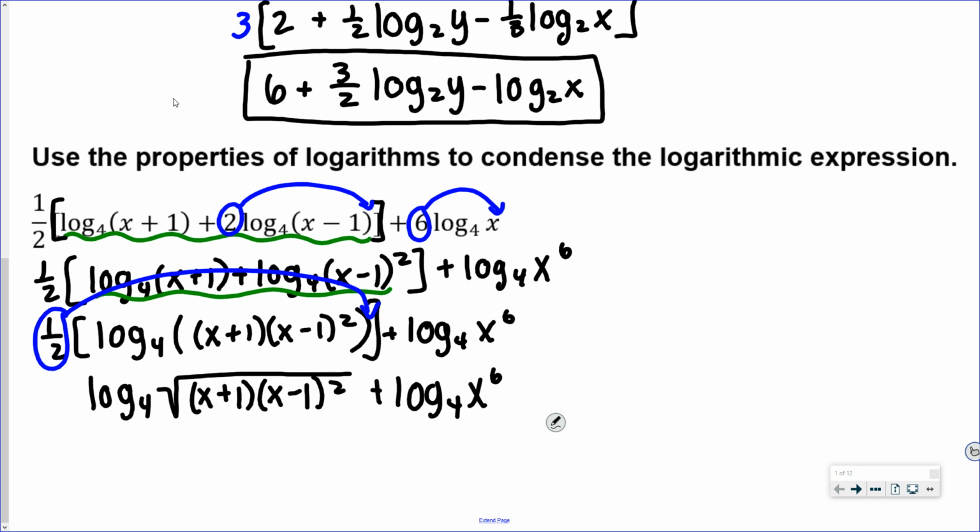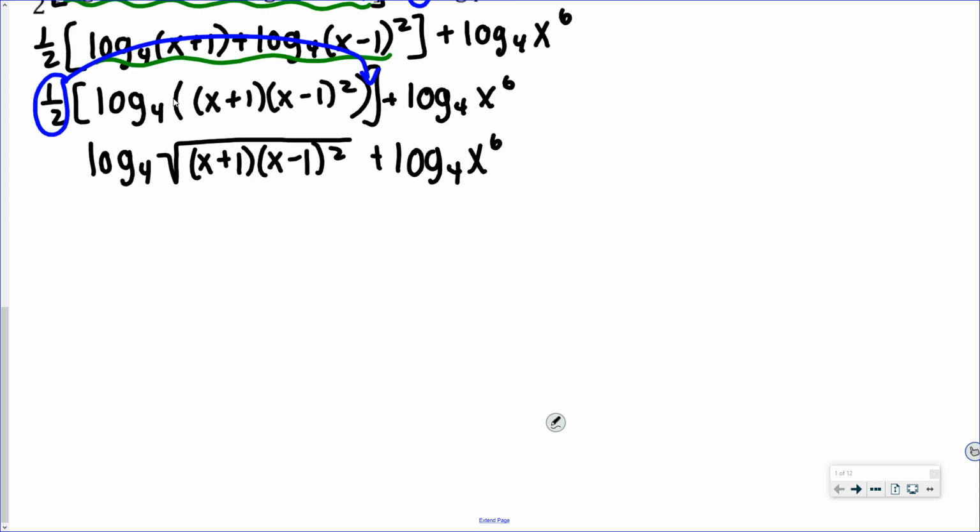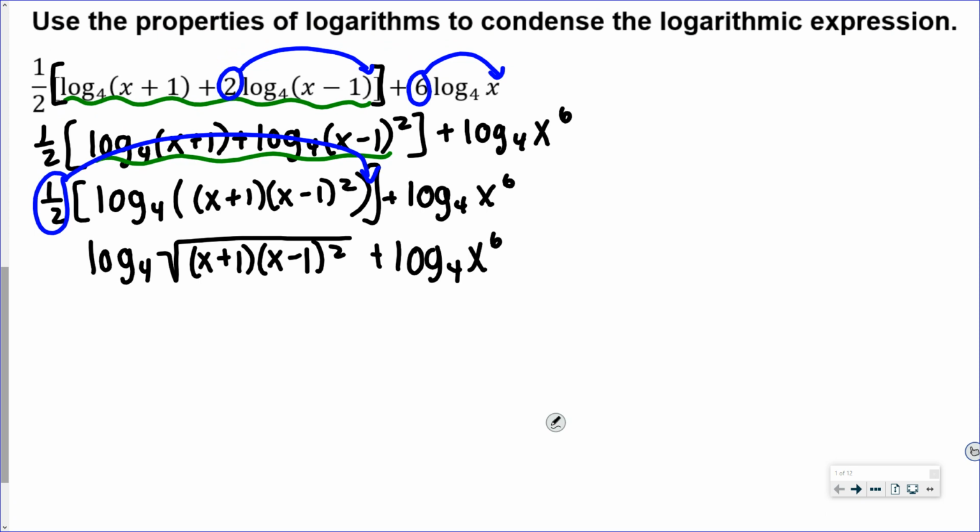I do have to condense this further though. Well, free homework problem if you haven't done your homework yet. I'm adding these so I'd multiply. Is this the exact same one we did?